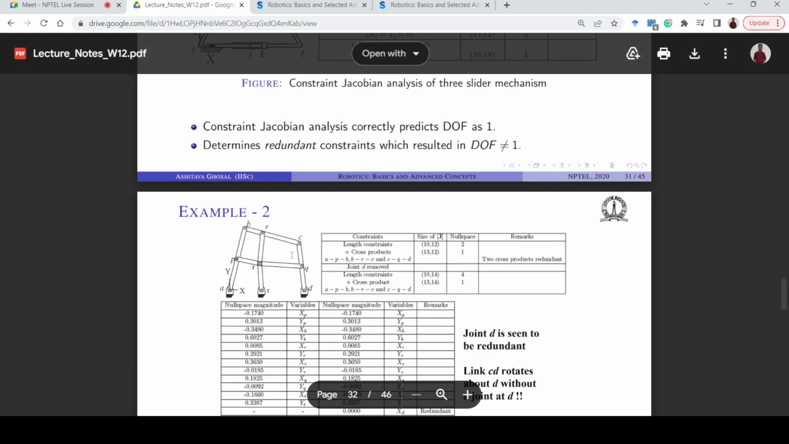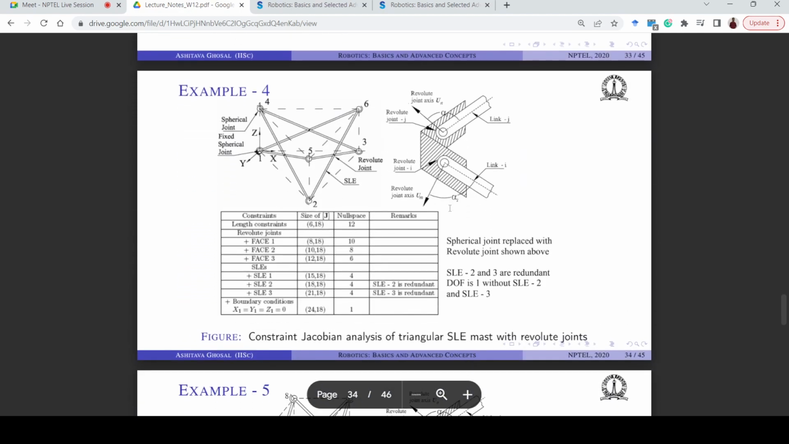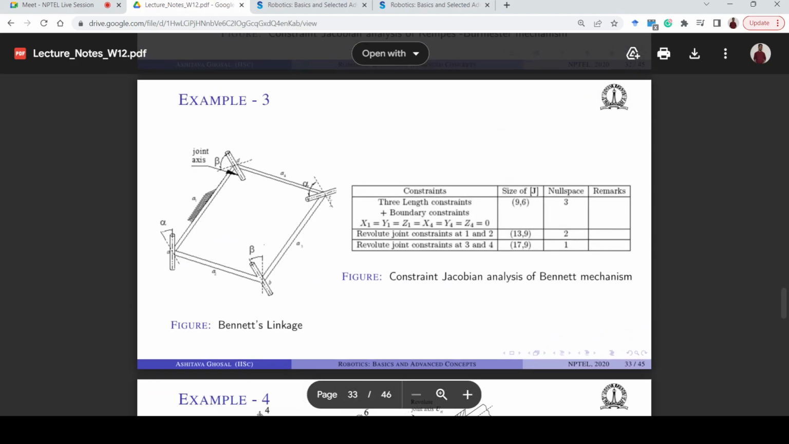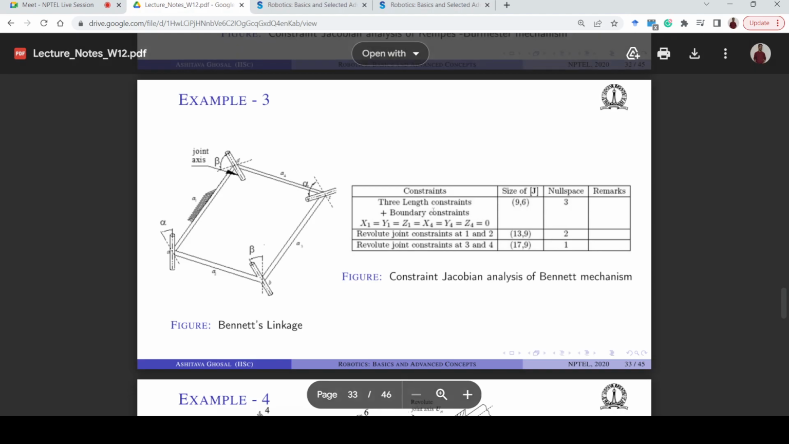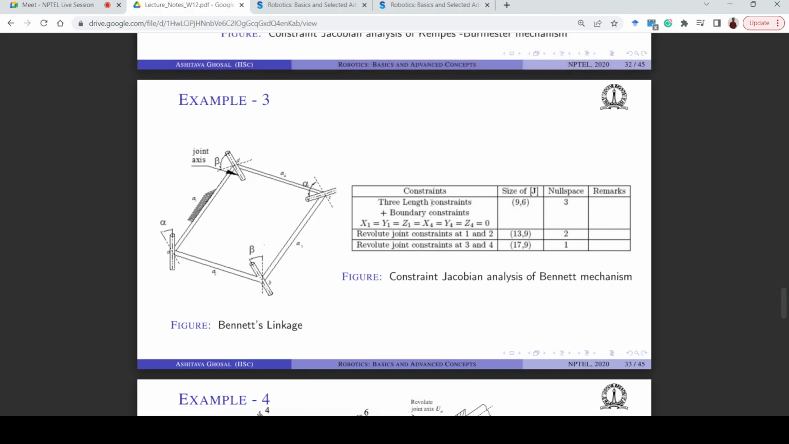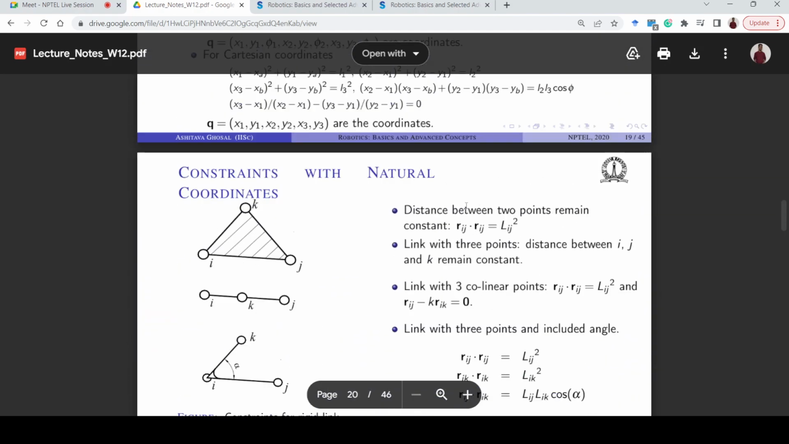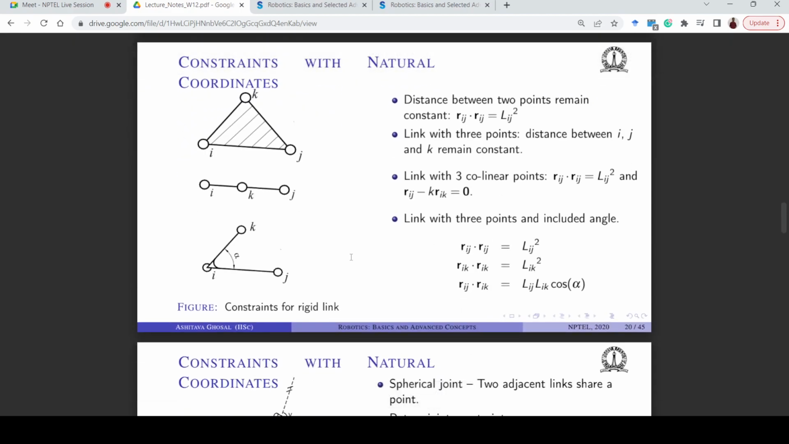And then there is another example of the mechanism that we saw above that has many links and many joints, right? And so you can go through these examples. Okay, so what you need to keep in mind is how to write these constraint equations. And how to write these constraint equations has been given above, right? Here, writing constraints with natural coordinates, right?